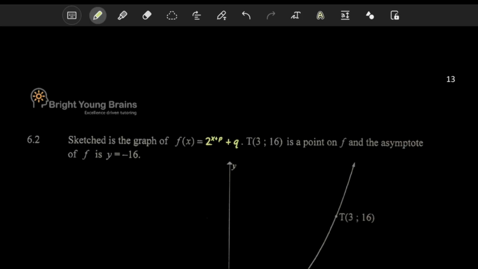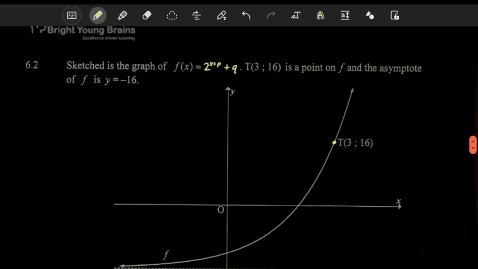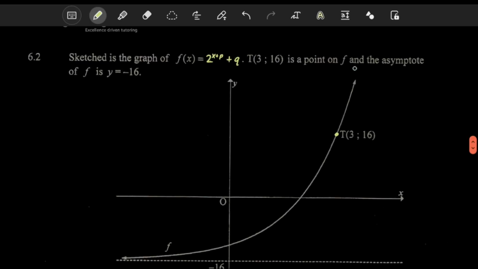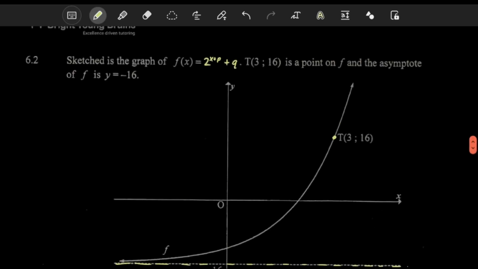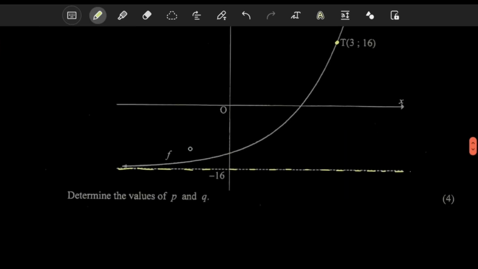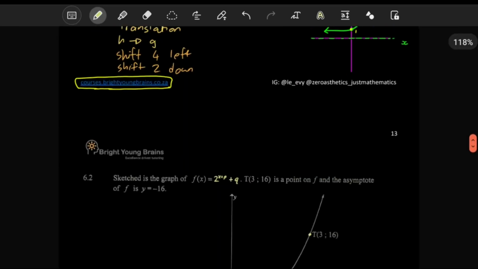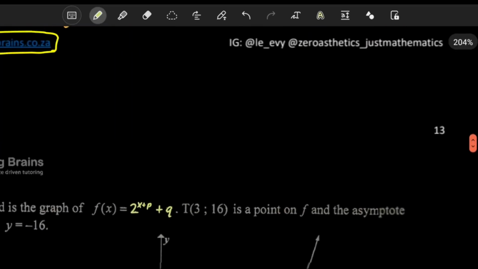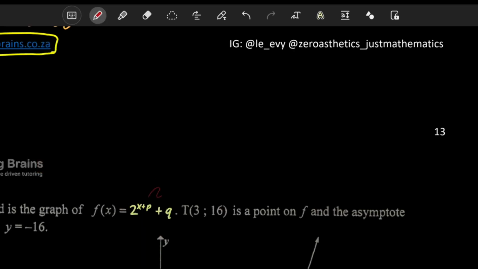But T here is a point over there, fine. And then they said, sketched is the graph of f, right? T is this point here. It is a point on f, and the asymptote of f is where this is, at -16. Perfect. Now for 4 marks, they say determine the values of p and q. If you have been following along, you know exactly what we have just spoken about with regards to what p and q tell us.